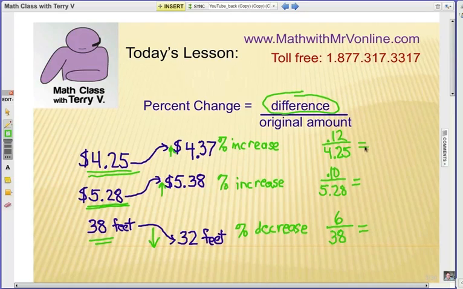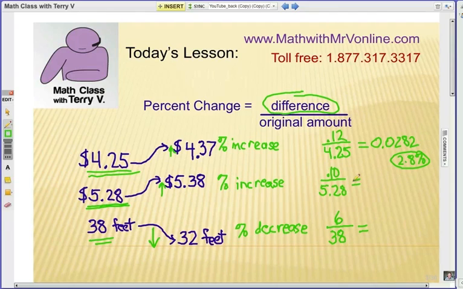So in the first case, it's 12 cents divided by 4.25, the original amount. And you're going to get, on your calculator, 0.0282. I'm just going to carry it out about 3-4 places, and then we need to move our decimal point over, right? And that'll give us 2.8%, and that's an increase, 2.8%.